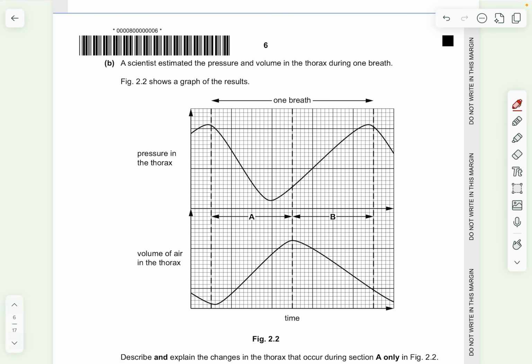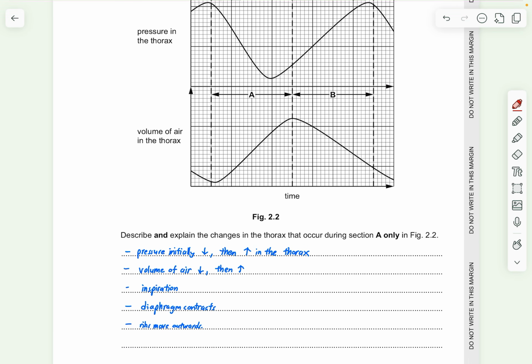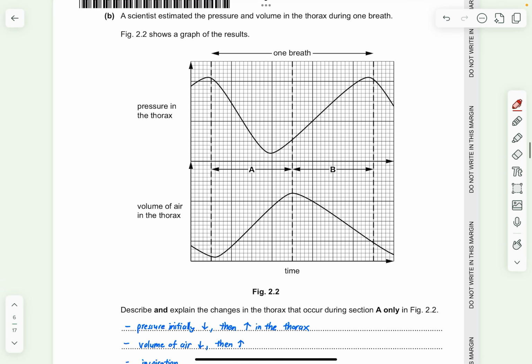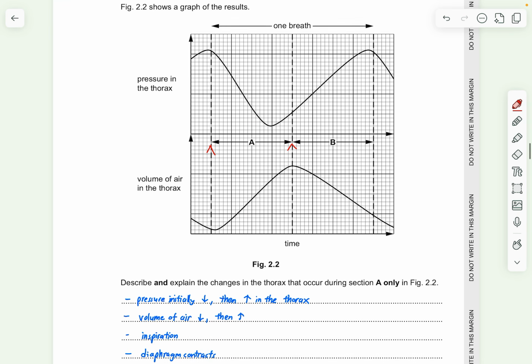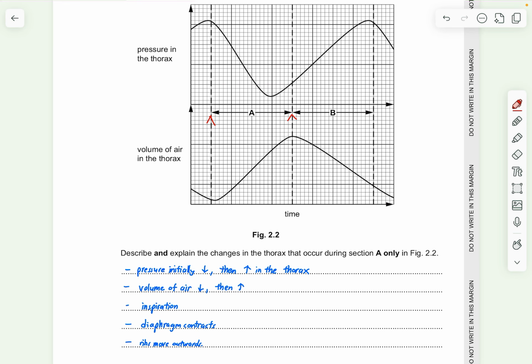Okay, for part B, a scientist estimated the pressure and volume in the thorax during one breath. Figure 2.2 shows a graph of the results. So describe and explain the changes in the thorax during section A only. So they are referring you to this point and this point. So what happens here? The pressure initially decreases and then it increases in the thorax. So the volume of air drops, but then later on it increases. And then what happens is that inspiration occurs, the diaphragm contracts, and the ribs move outwards.